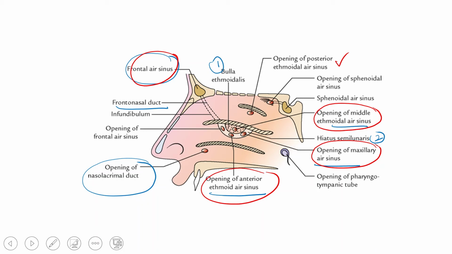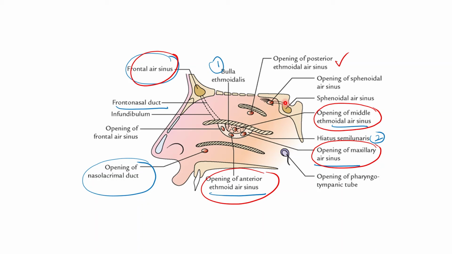Lastly, above the superior concha lies the depression, which is called the sphenoethmoidal recess. The sphenoethmoidal recess, which is present above the superior concha, receives the opening of the sphenoidal air sinus.